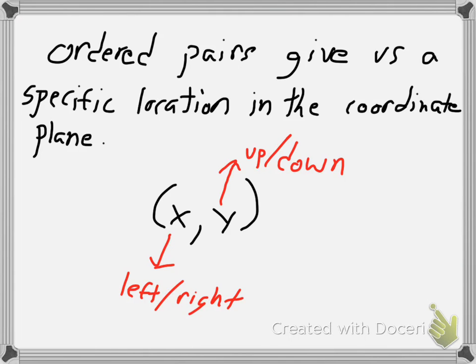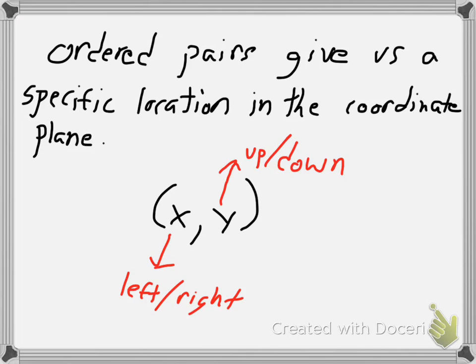Alright, so a little recap here. Ordered pairs give us a specific location on the coordinate plane. When we're talking about an ordered pair, we're talking about a specific location, a specific point, a spot where you are going to be located. So ordered pairs give us that spot. They give us that location on that coordinate grid, on that coordinate plane.